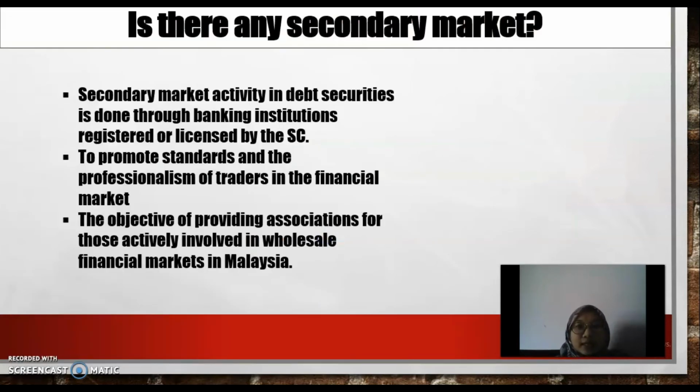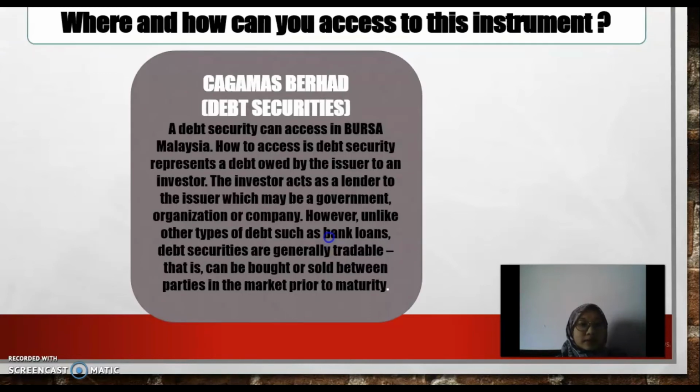Is there any secondary market? Yes, there is a secondary market. Secondary market activity in debt security is done through banking institutions registered or licensed by the SC. Next, to promote standards and professionalism in the financial market. Lastly, the objective of providing an association for those activities involved in the wholesale financial market in Malaysia.